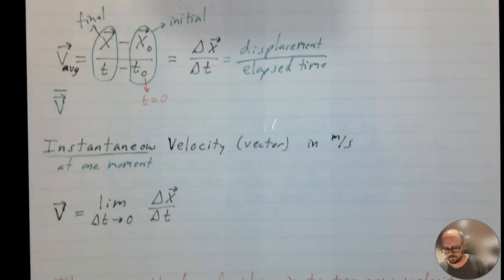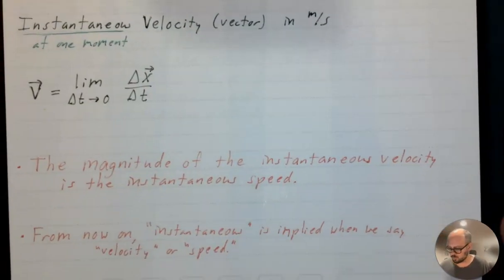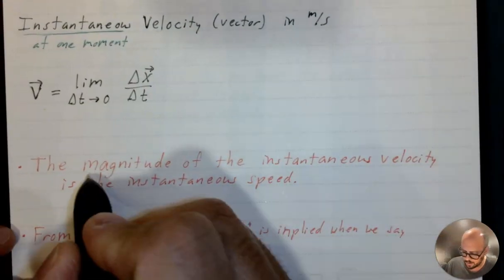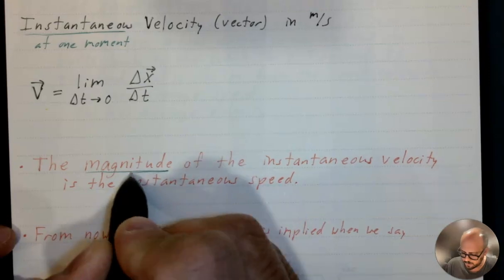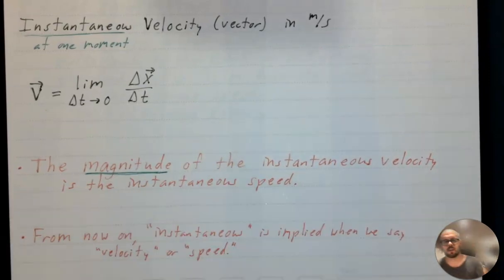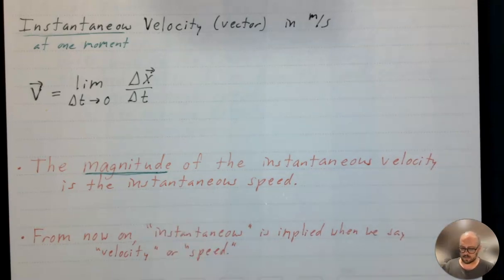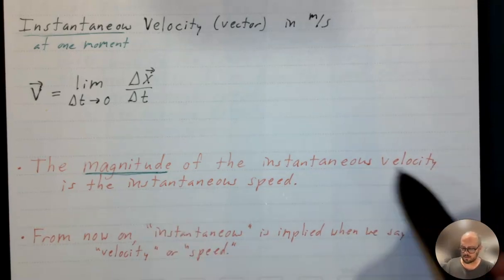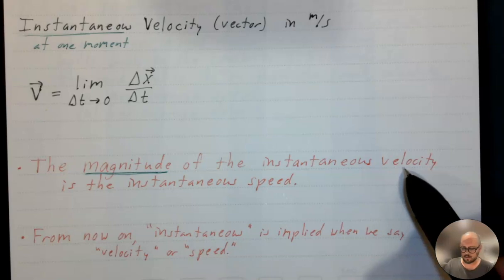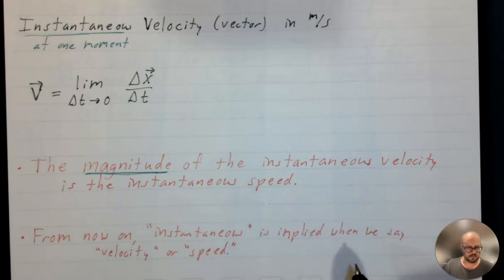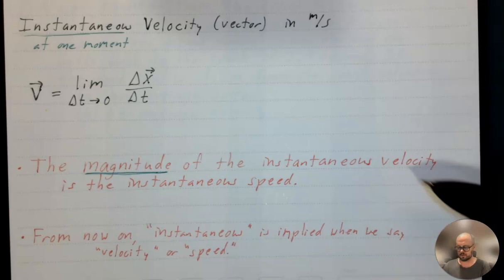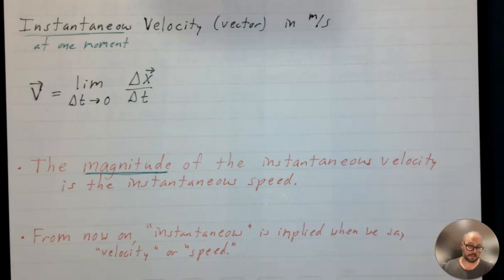Okay, 2 last facts before the end of the video. This word magnitude is going to pop up a lot. Every vector has a magnitude, and this is a special case where the magnitude of the instantaneous velocity is also known as the instantaneous speed. So the magnitude of an object's velocity is its speed. If you take the direction out of the velocity, you're left with the speed.